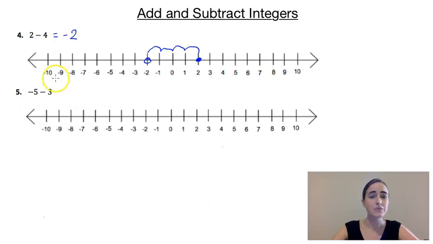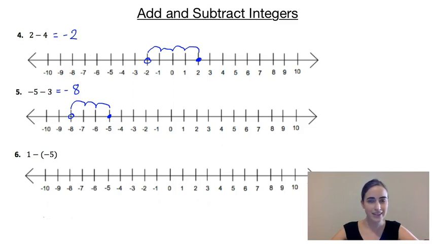Our fifth example is -5 minus 3. So we're going to start here at -5. And because we're subtracting 3, we're moving 3 places to the left. And we're going to end up at -8. So here's where it starts getting interesting again, when we've got a negative and a negative right next to each other. If we have a negative and a negative right next to each other, that's going to be the same thing as a plus.